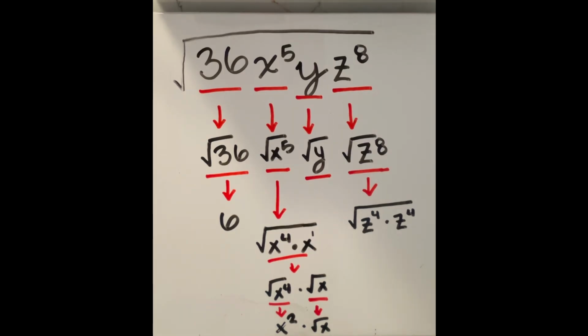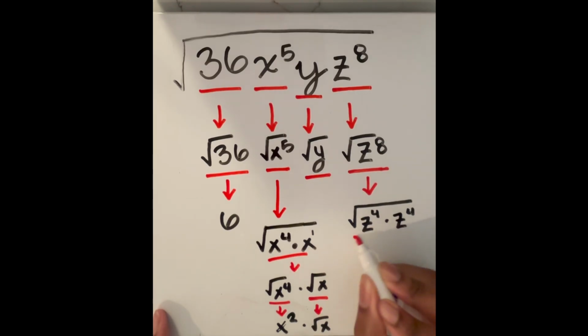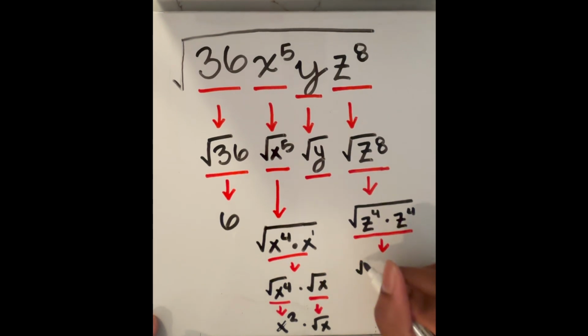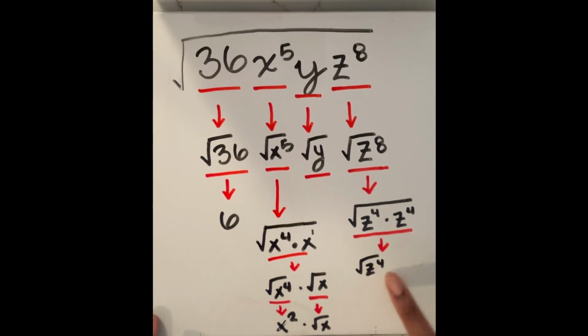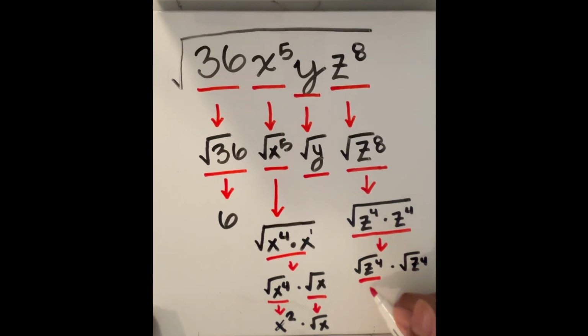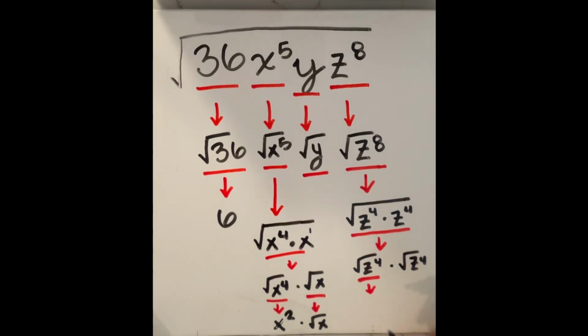So now we are going to take it a step further, and we write this as two separate radicals: the square root of z raised to the power of 4 times the square root of z raised to the power of 4, and we simplify them both individually. Similar to here, where we had the square root of x raised to the power of 4 and got x squared, we're going to get a similar answer. So the square root of z raised to the power of 4 is just z squared.